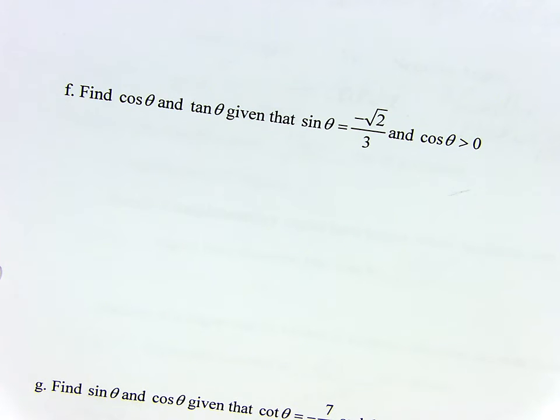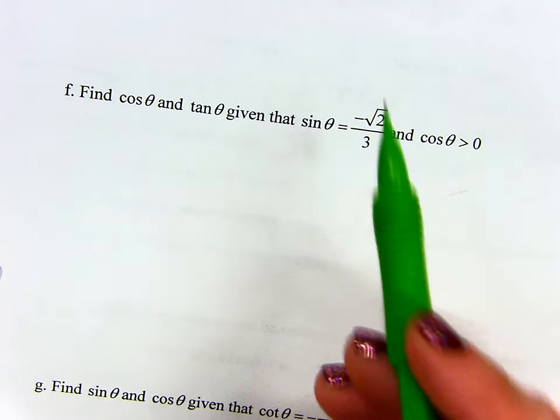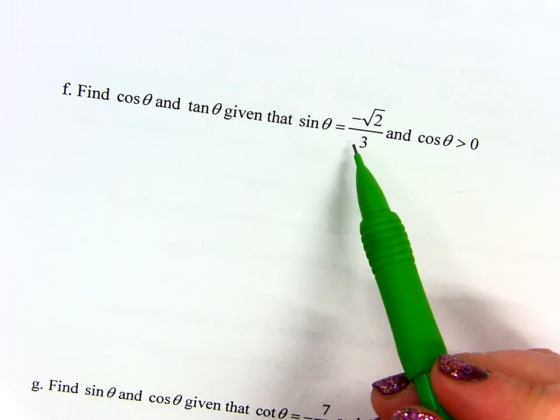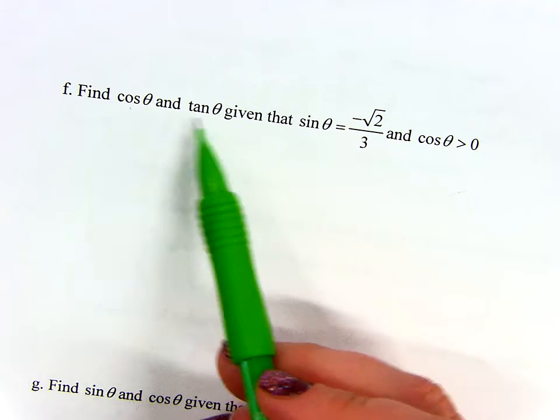All right, so let's look at what I have here. It says find cosine and tangent given that sine is that. All right, so earlier in this chapter, if I was given sine, I could find cosecant because they're reciprocals of each other, right? Or if I was given tangent, I could find cotangent. But here, I'm given sine and I'm not asked for cosecant. I'm asking for cosine and tangent.